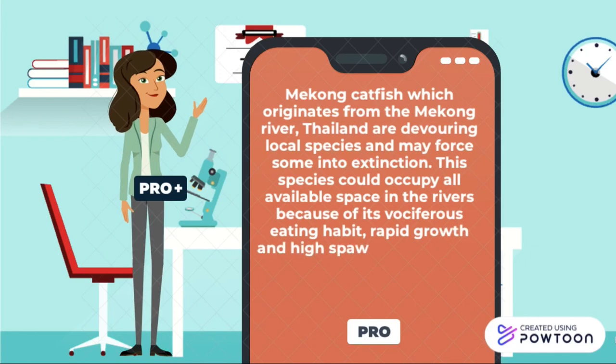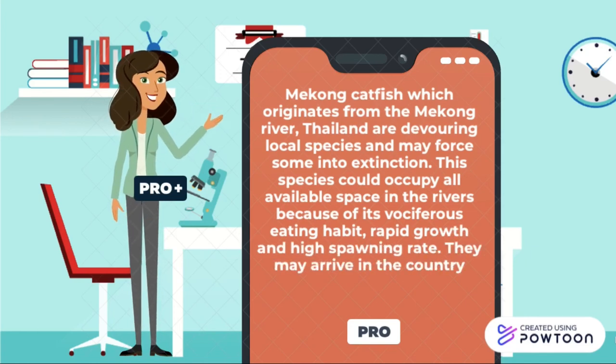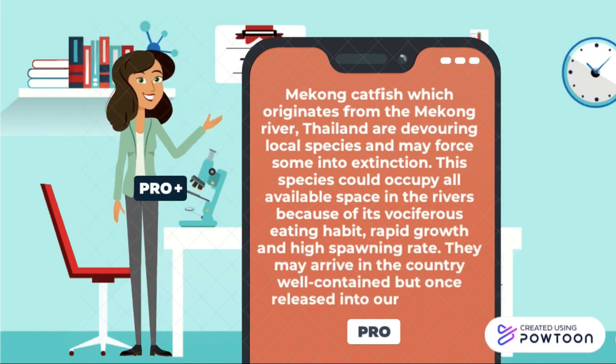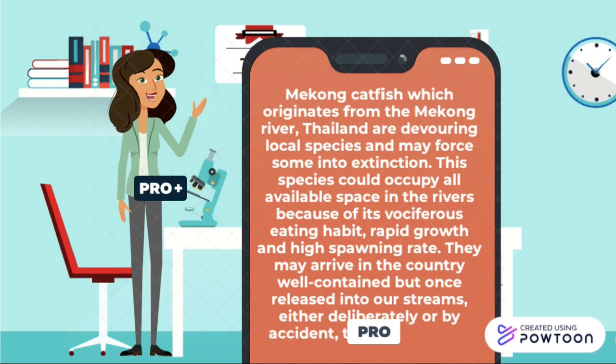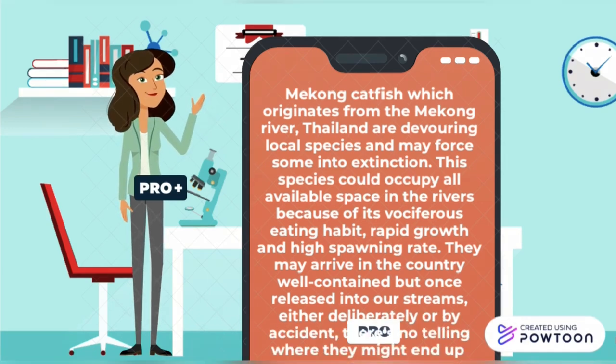These species could occupy all available space in the rivers because of their voracious eating habit, rapid growth and high spawning rate. They may arrive in the country well contained, but once released into our streams, either deliberately or by accident, there's no telling where they might end up.